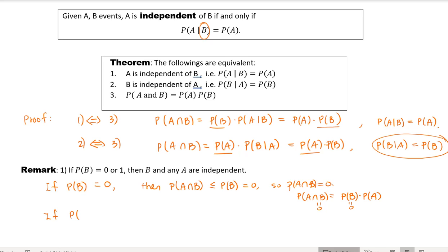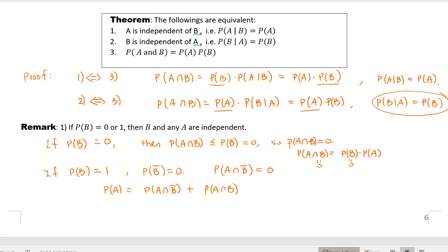If P of B equals 1, what happens? Then P of B complement is 0. Then P of A and B complement is also 0, because it is a subset of B complement. Now P of A is P of A and B complement plus P of A and B, because B complement and B, when we take the union, is the whole sample space.